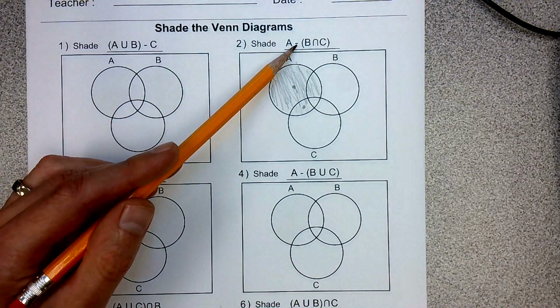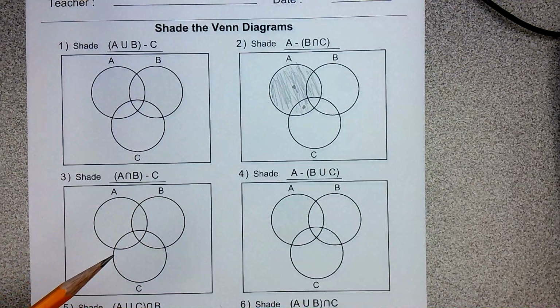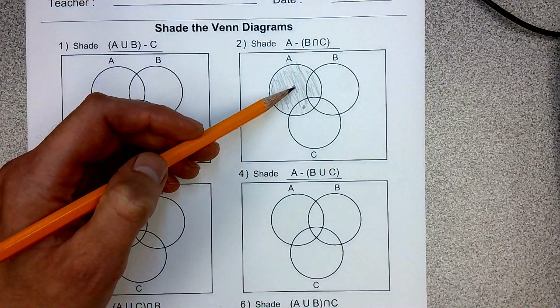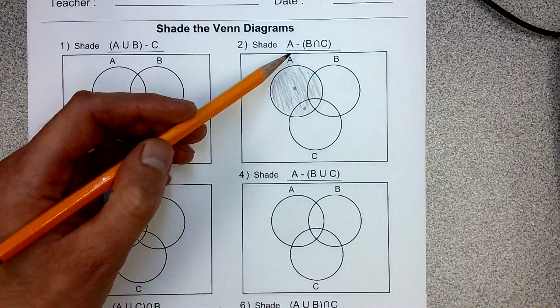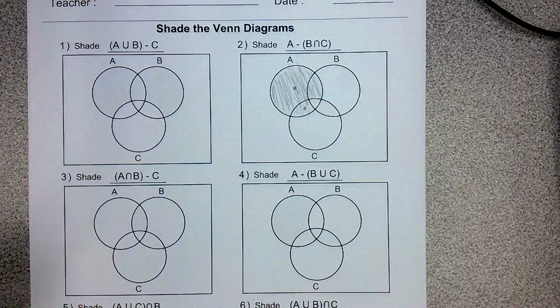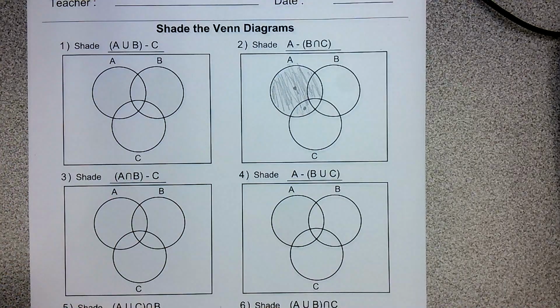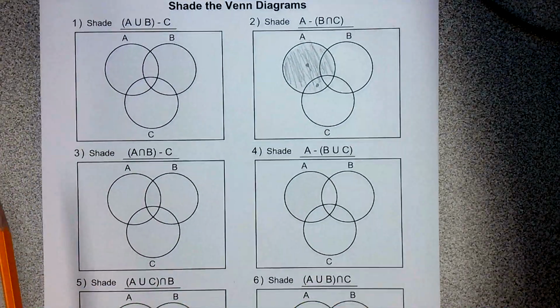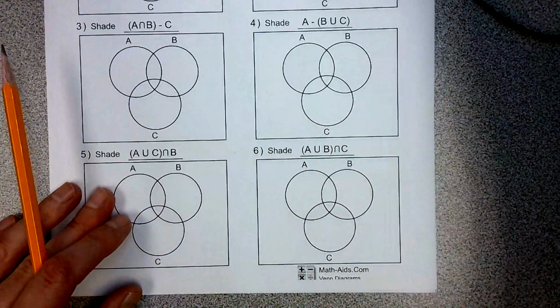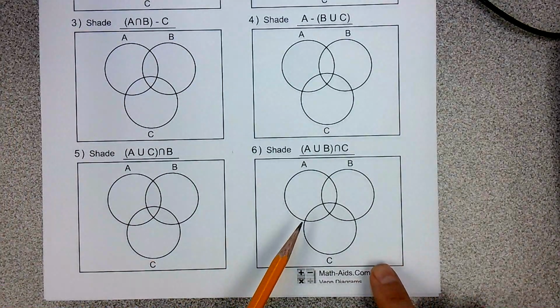What's in A but not in the intersection of B and C. And one way to do that is by drawing dots and going through step by step. Does that work? Does it not work? Another way is to shade and erase. We'll look at number 6. There we go. So here's number 6.